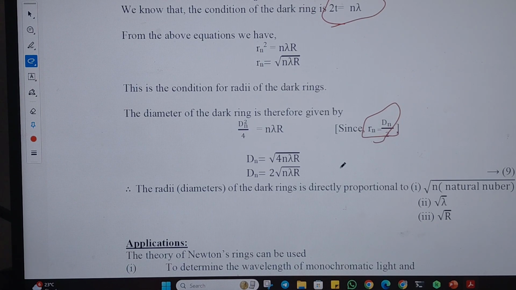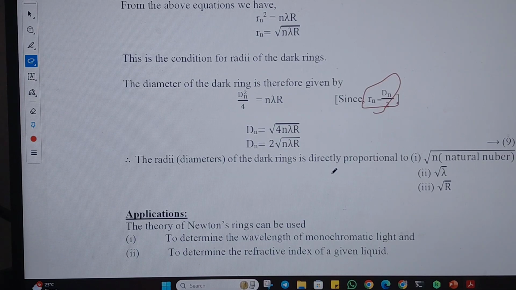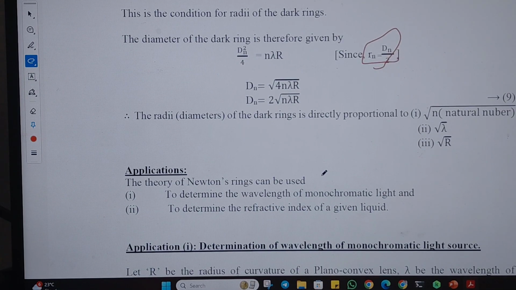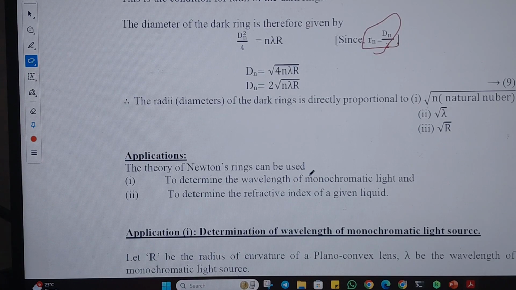So what will be the applications of Newton's rings? The first one is to determine the wavelength of monochromatic light, and the second one is to determine the refractive index of a given liquid.